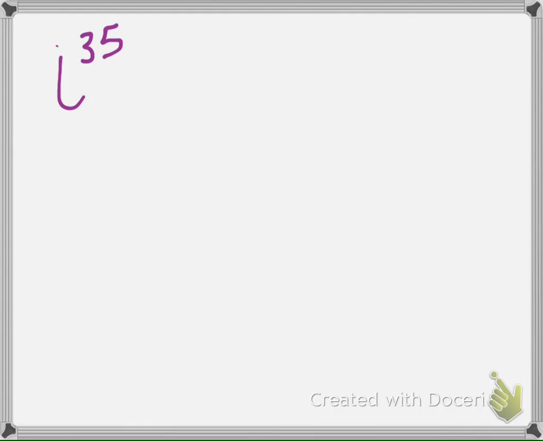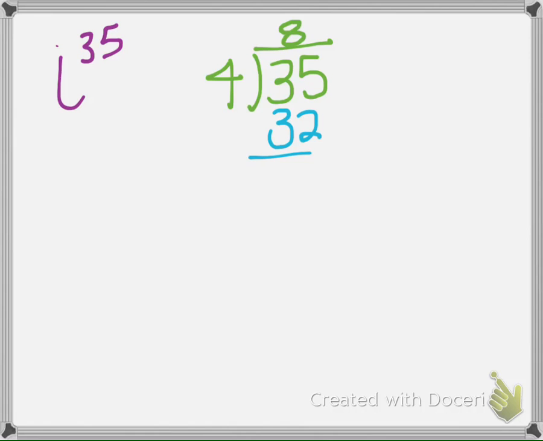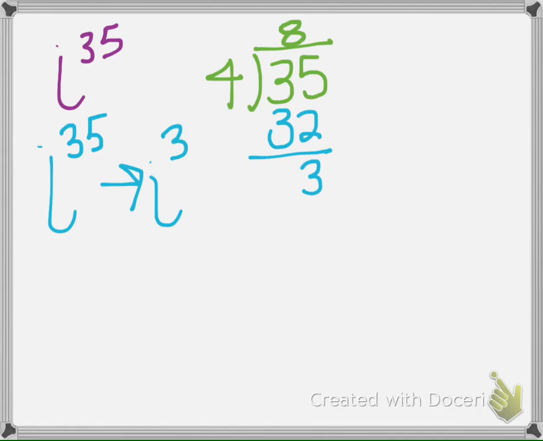Okay, this one is i to the 35th. So there's a pattern for every 4, so we're going to divide by 4. 4 goes into 35 8 times with 3 left over. So that means i to the 35th power has the same value as i to the 3rd power. So we need to figure out what i to the 3rd power equals.